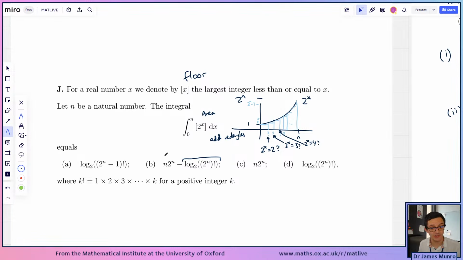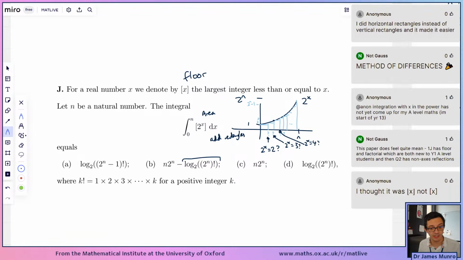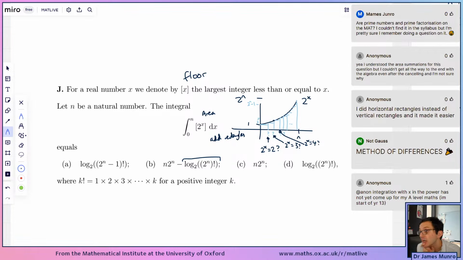Ooh, Anonymous in chat has done horizontal rectangles instead of vertical rectangles. How do I feel about that? That sounds clever. Yeah, that makes the addition easier. You don't have to think about any method of differences, I think, because each of yours are going to have height 1 and then width something sensible like n minus some logarithm, and you know how many of them you've got. Yeah, you save yourself some algebra by doing horizontal ones.